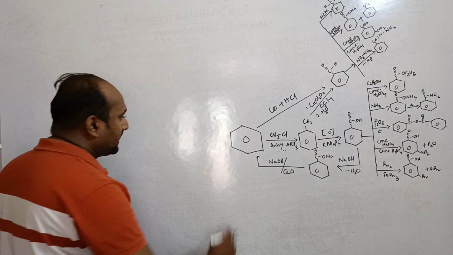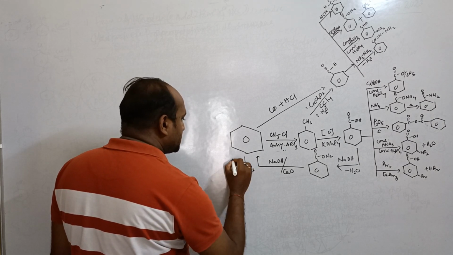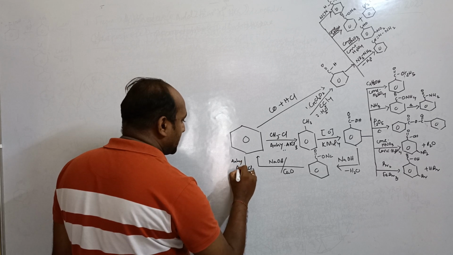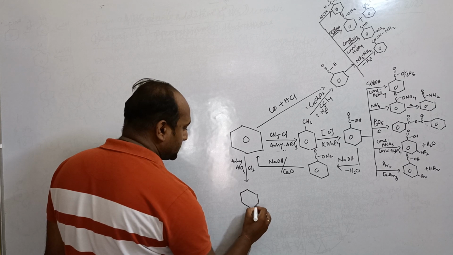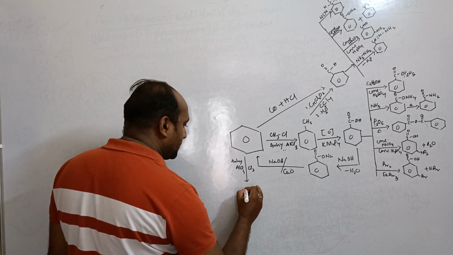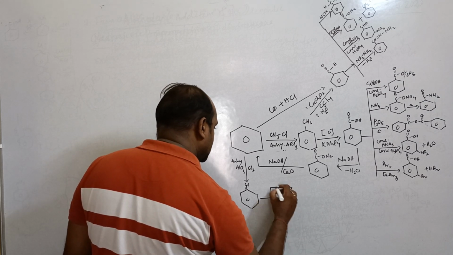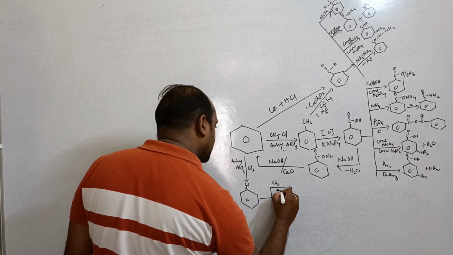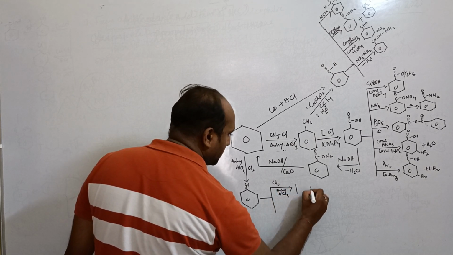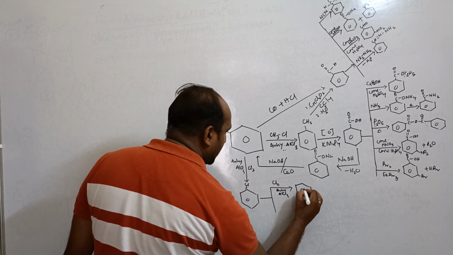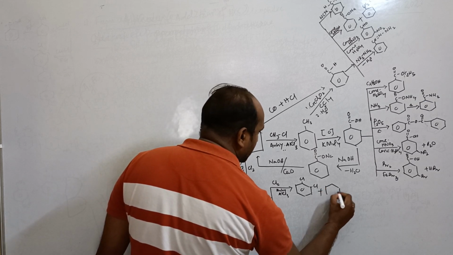Okay. Again, benzene is treated with chlorine in presence of anhydrous AlCl3 to form chlorobenzene. Again, chlorobenzene is treated with chlorine in presence of anhydrous AlCl3 to form ortho-dichlorobenzene and para-dichlorobenzene.